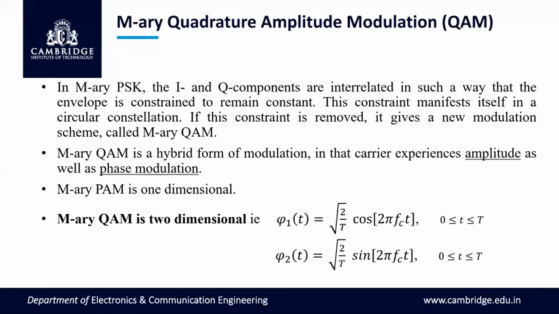Whenever you come across these kinds of basis functions, we can declare that particular modulation technique as quadrature. That means the communication system is described in terms of two signals, cos 2 pi ct and sin 2 pi ct. Such systems are called quadrature systems. The cos term is in phase, sin is quadrature. This is quadrature amplitude modulation.